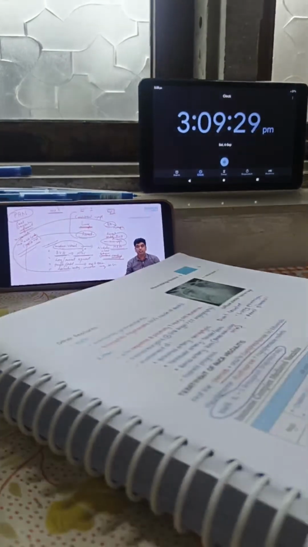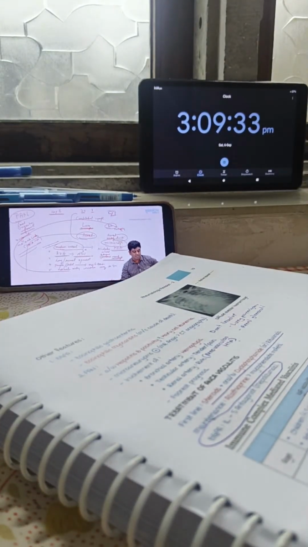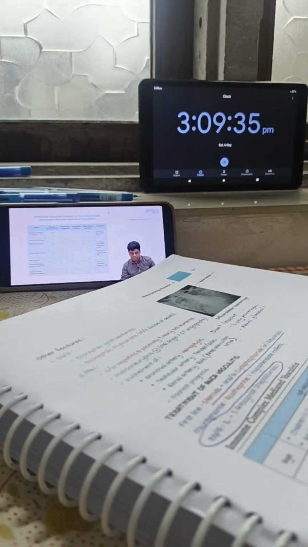So this is in total what PAN is. And in PAN, we don't have a specific treatment guideline. We just treat like ANCA-associated vasculitis, but in general, the prognosis in PAN is very, very poor.